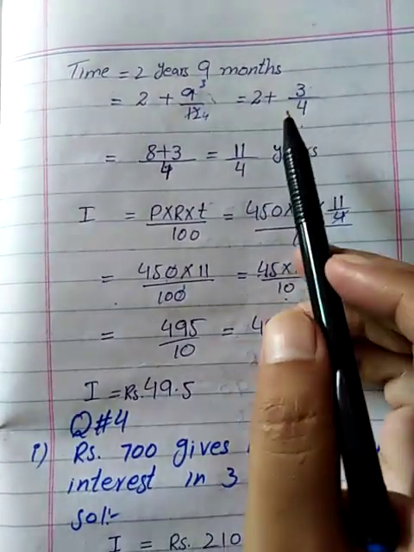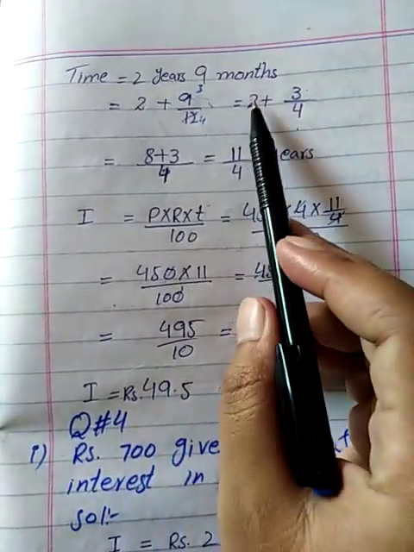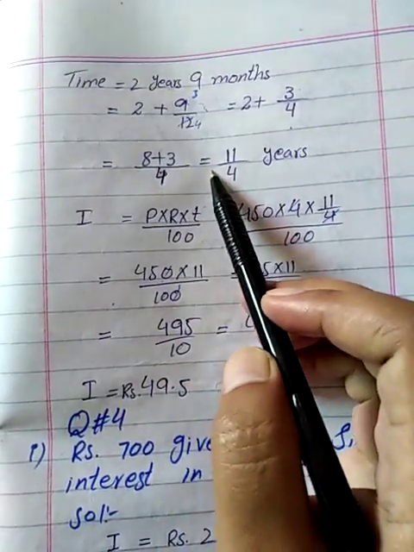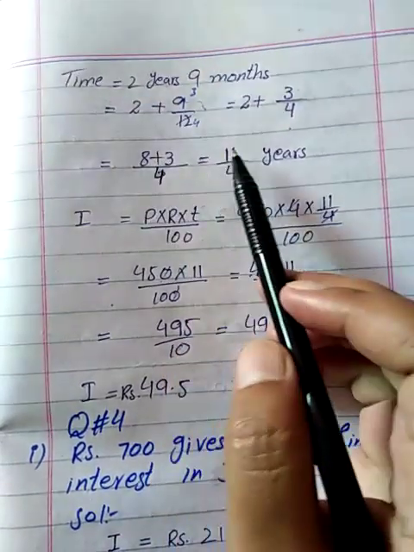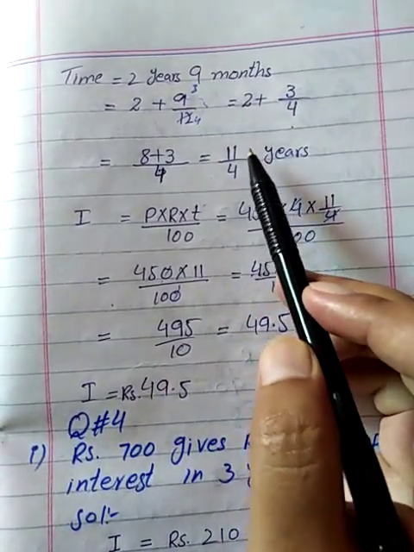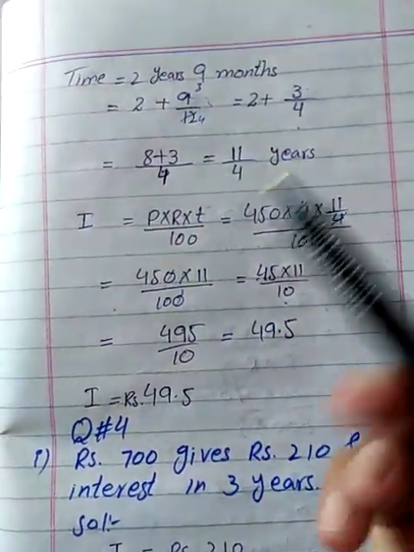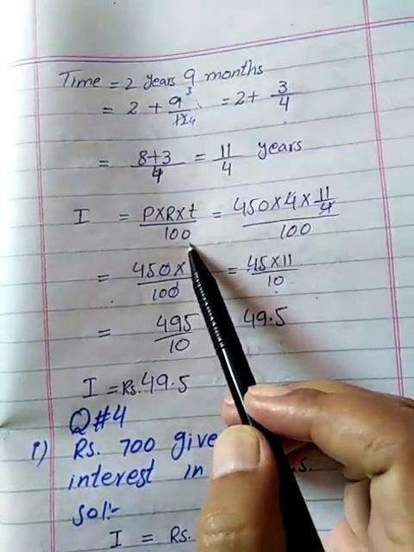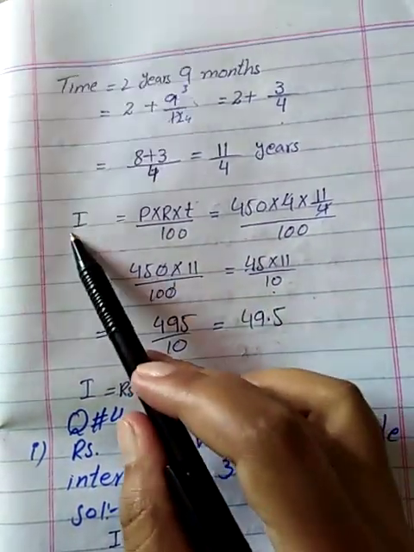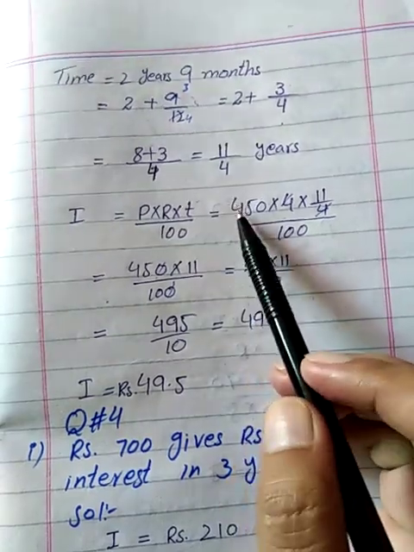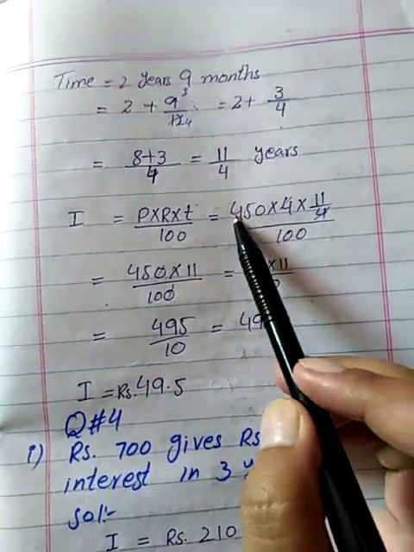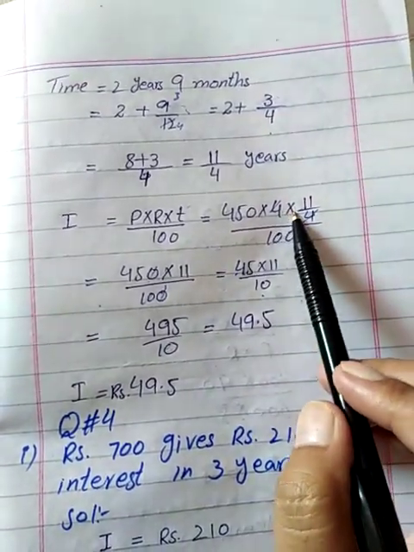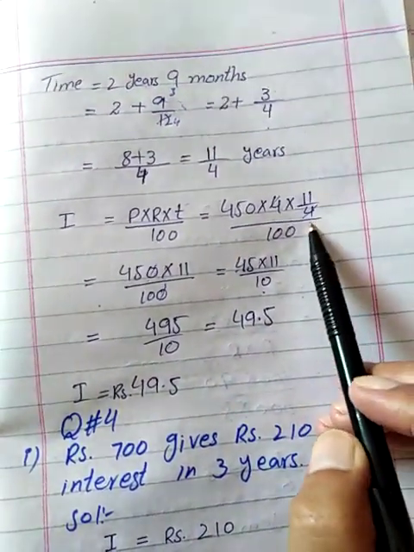Now we take the LCM. Our LCM is 4. 4 multiplied by 2. 4 2s are 8 plus 3 over 4, which is equal to 8 plus 3. 8 plus 3 is equal to 11 over 4. So 11 over 4 years is the time. I is equal to P multiplied by R multiplied by T over 100. This is a formula to find the value of interest. Is equal to principal amount is equal to 450 multiplied by rate is equal to 4 multiplied by time is equal to 11 over 4 years.